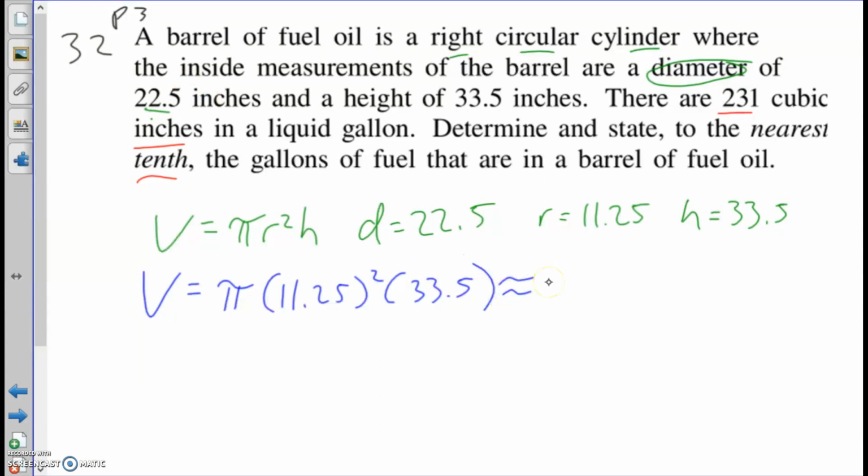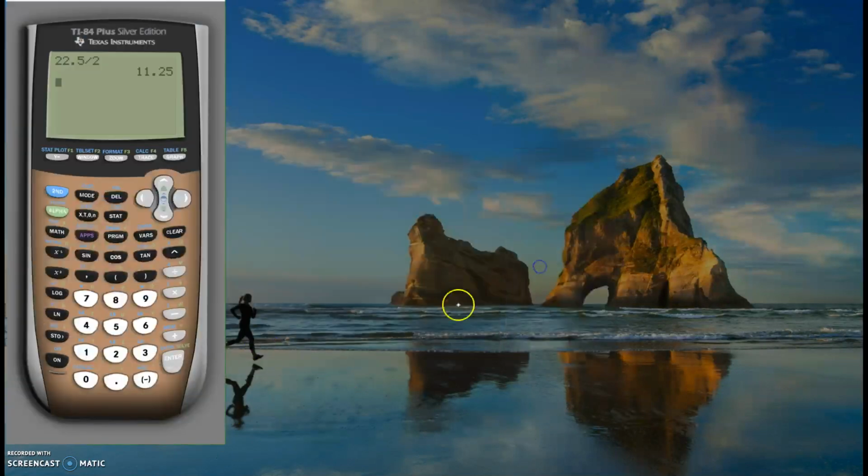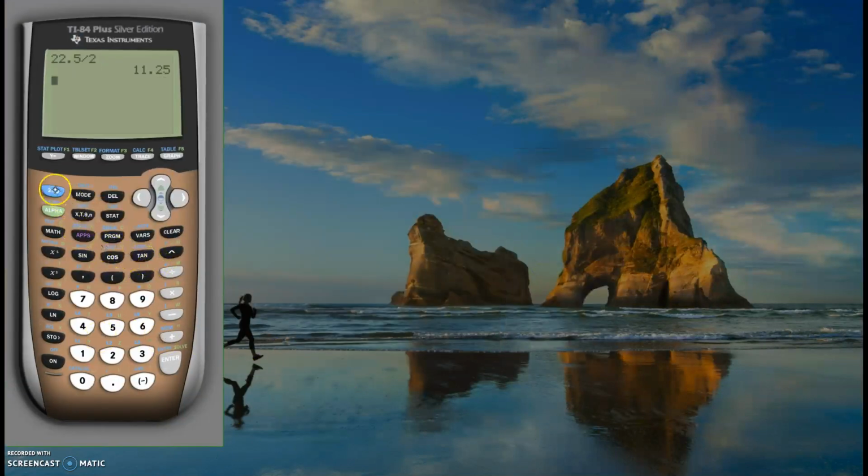This is approximately what? So let me type this whole thing in. So let's see. We have pi times 11.25 squared times 33.5. Oh, missed a 3. And that comes out to be 164.4427. Now, I'm not going to round anything, but I'm going to write it out a couple of decimals so I can work with the number.